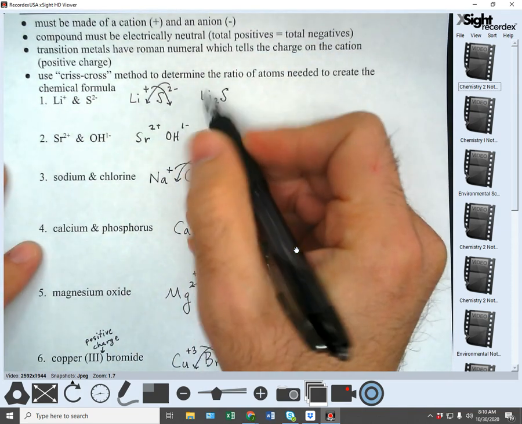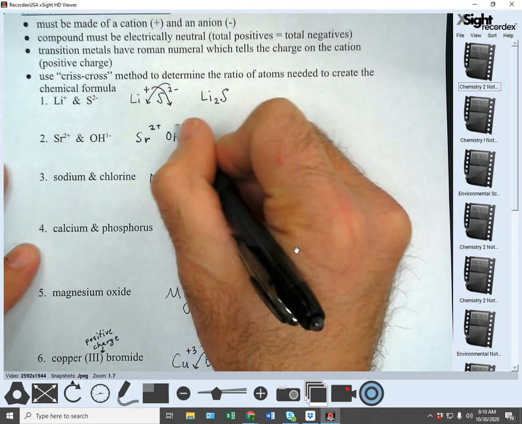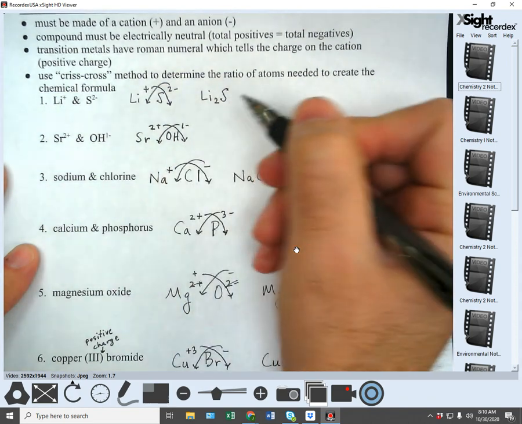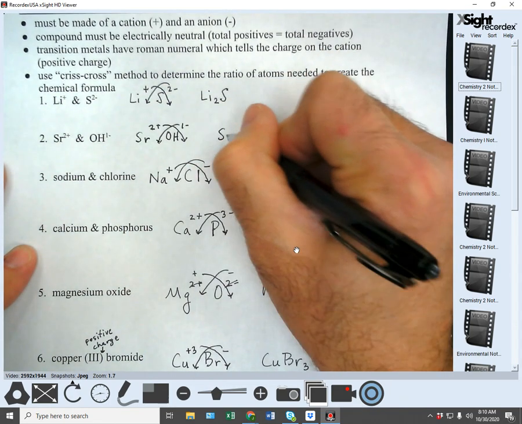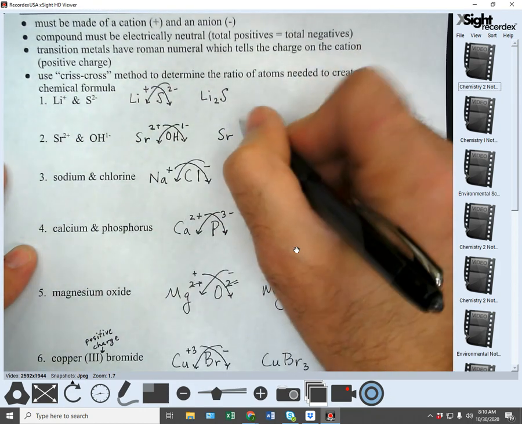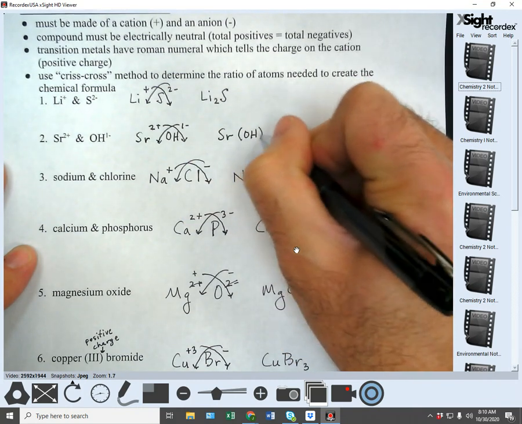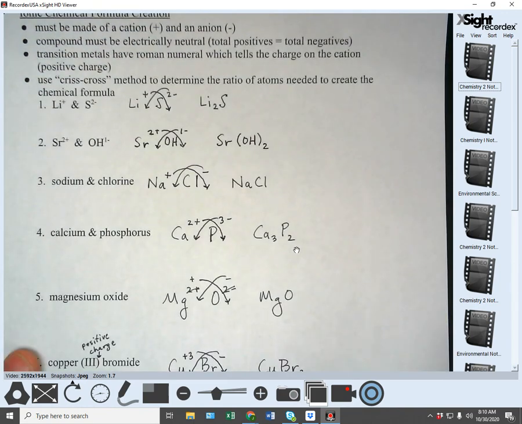Now, you cross down. This would tell us we have Sr, we just need one of those, and we would have 2 of the OH. Now, here's where you have to be careful. On a polyatomic, if you're bringing a number other than 1 down, you need to put parentheses around it, because we want to say we have 2 of these whole things.